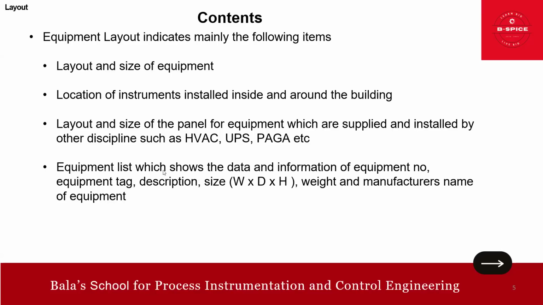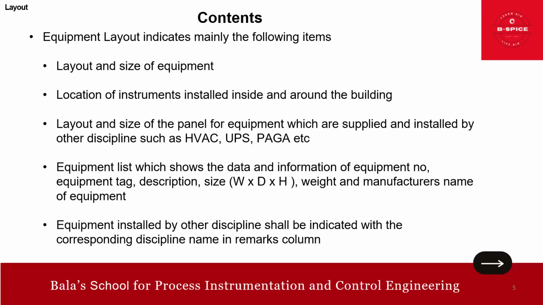Then the equipment list also shows the data and information of equipment number, equipment tag, description, size, weight, manufacturer name, everything, right? So these are the contents. This all should be part of the equipment layout. Of course, when we see a real typical example, you will get to know more.